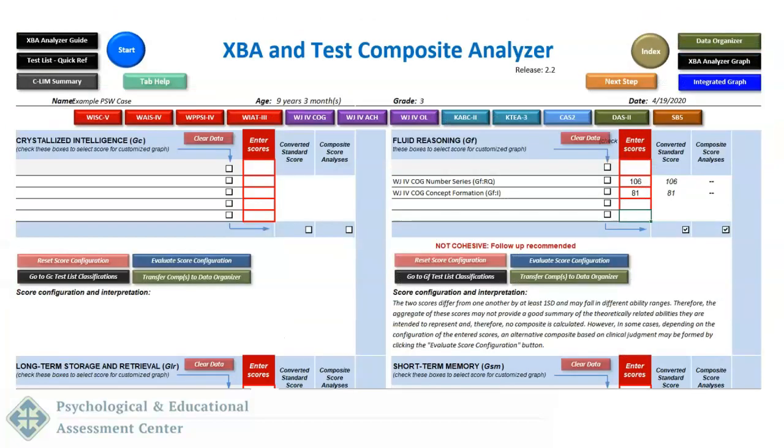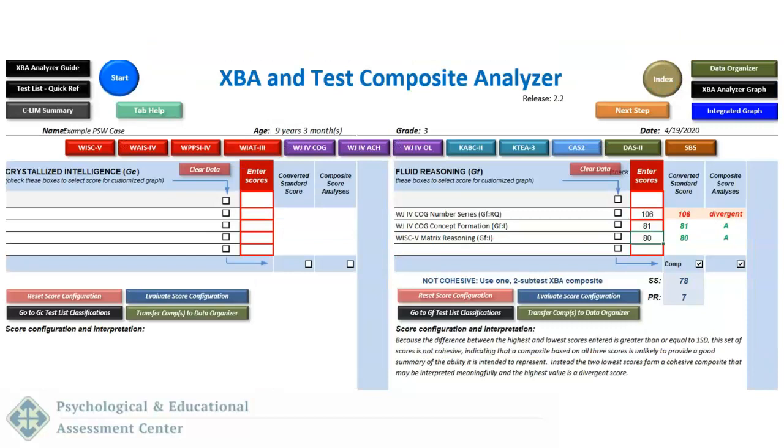This is a screenshot of the portion of the program referred to as the XBA Analyzer. This is where the examiner inputs their scores that needed additional subtests to determine cohesiveness. If no additional testing was needed, this page would not be used. In our example, our examiner decided to administer additional subtests to their Woodcock-Johnson fluid reasoning composite. We start with the two Woodcock-Johnson subtests. Let's say the examiner decided to administer one subtest from the WISC.